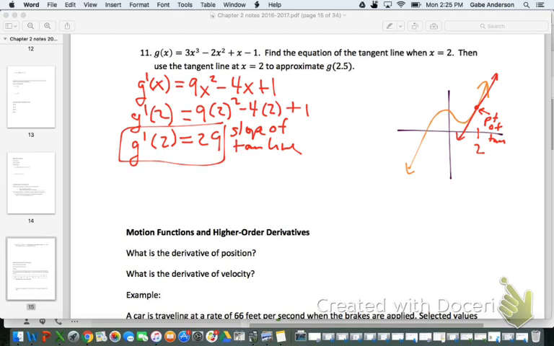As I walked around, I saw a lot of really good stuff. Saw a lot of 29s, saw a lot of good process there. Are there any follow-up questions? Yeah, go ahead. When it says find the equation of the tangent line when x equals 2, is that just the derivative that you found? No, because the derivative is the slope of the tangent line. Nope, that's not the equation. We haven't done it. We're definitely not done yet.